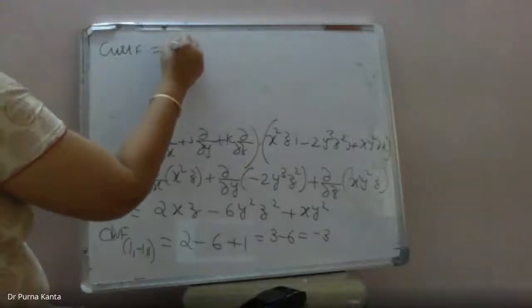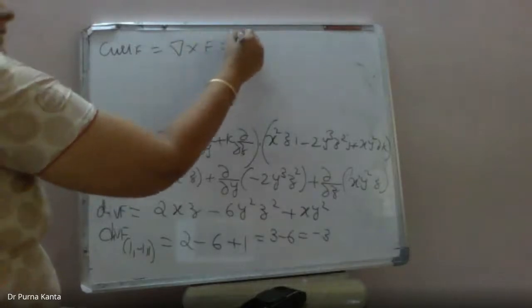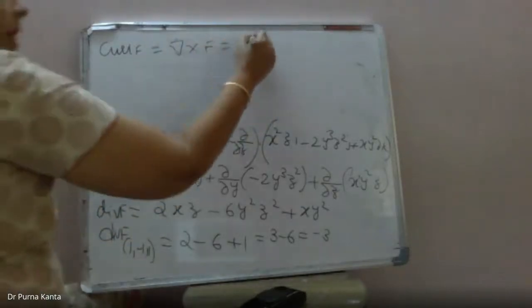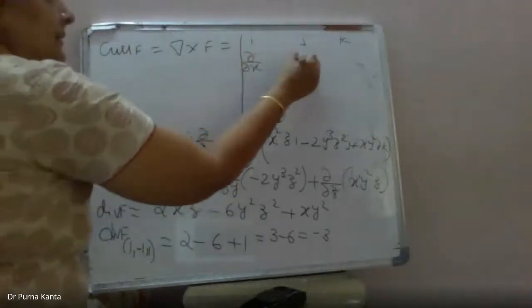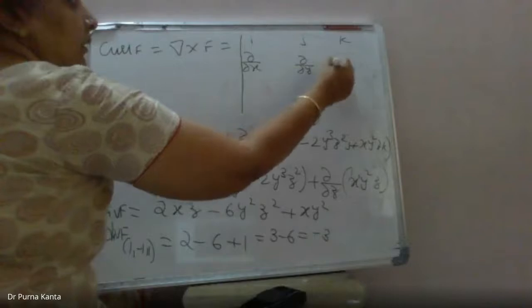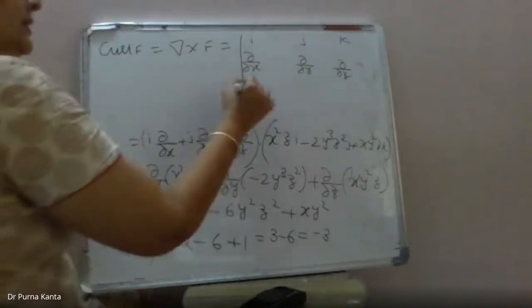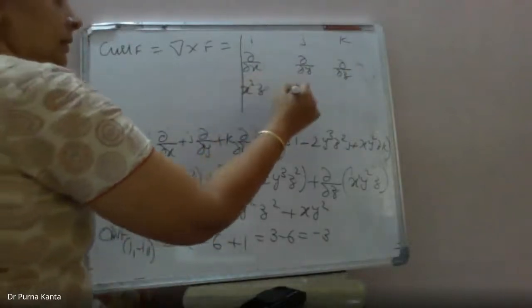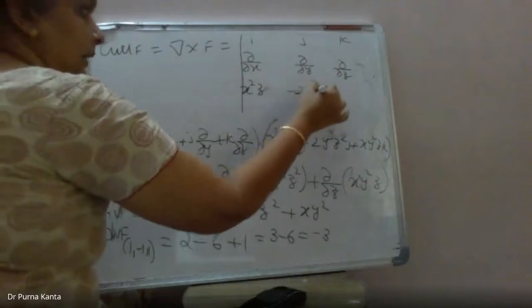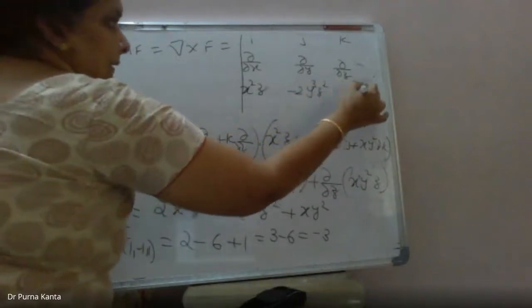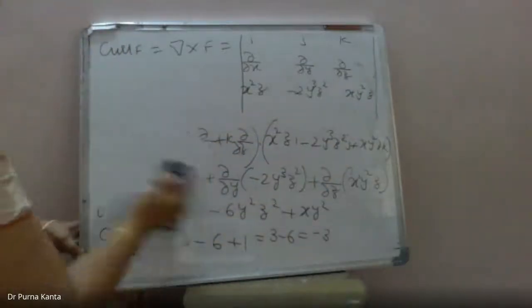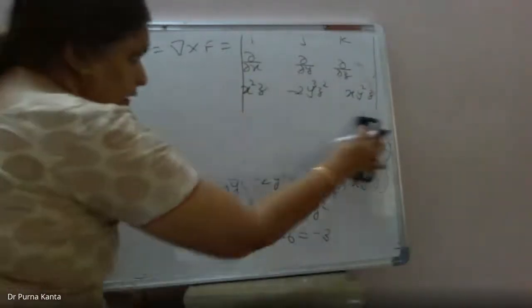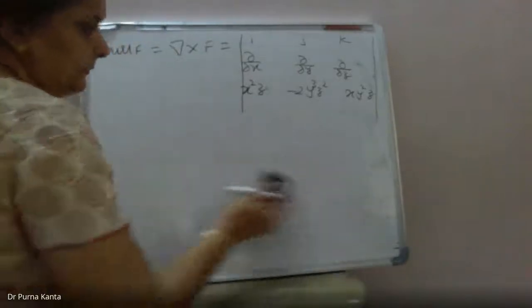So curl f is del cross f, which is the determinant of i, j, k, dou by dou x, dou by dou y, dou by dou z, which is x square z, minus 2 y cube z square, xy square z. I think all of you know how to expand a 3 by 3 determinant, right?